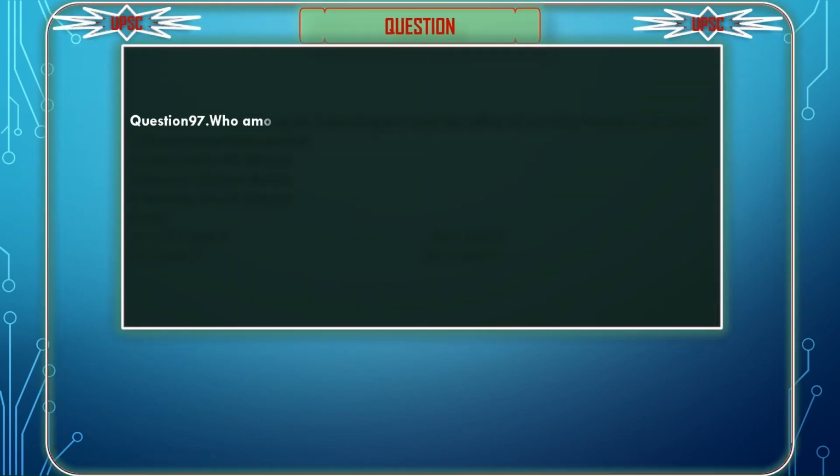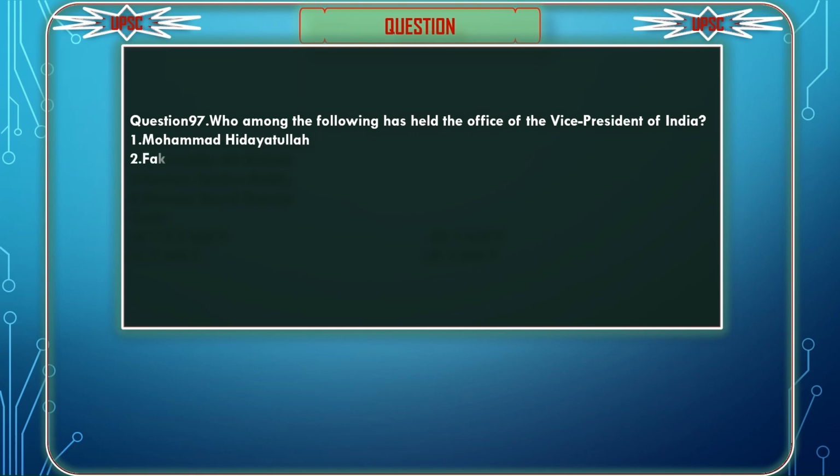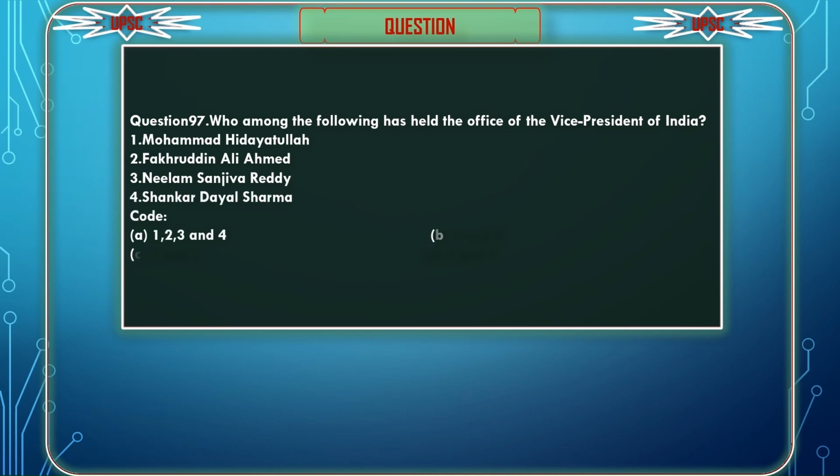Question 97. Who among the following has held the office of the Vice President of India? 1. Muhammad Hidayatullah. 2. Fakhruddin Ali Ahmed. 3. Neelam Sanjeeva Reddy. 4. Shankar Dayal Sharma. Code: A. 1, 2, 3 and 4. B. 1 and 4. C. 2 and 3. D. 3 and 4.